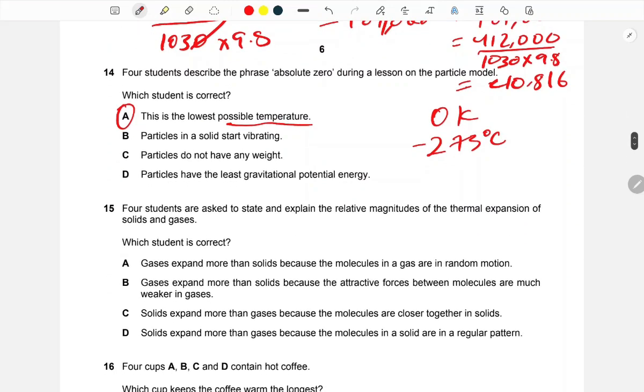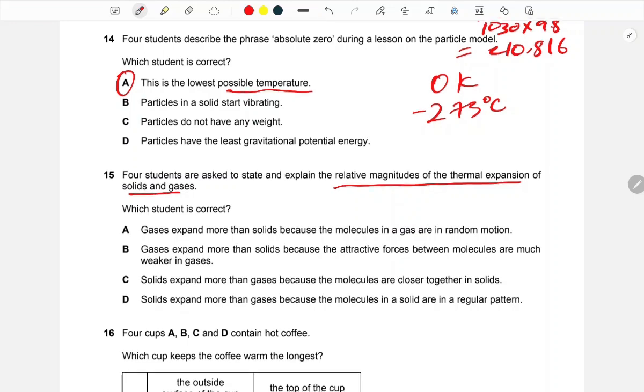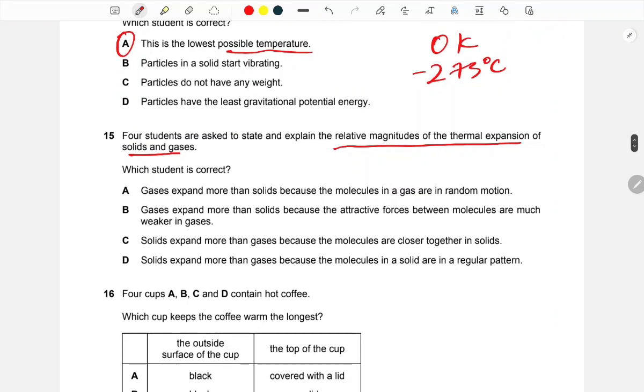Number 15. Four students are asked to state and explain the relative magnitudes of thermal expansion of solids and gases. Which student is correct?